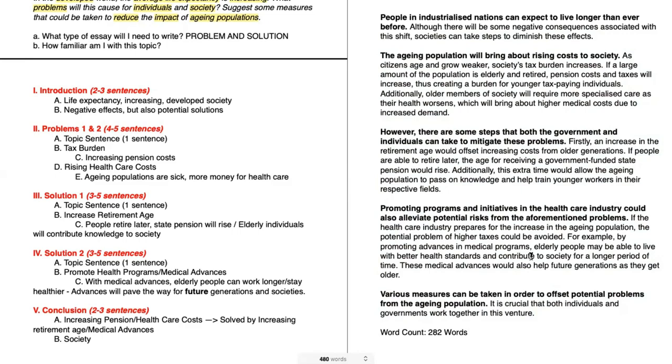In terms of the grammar, the modal was used because in problem and solution essays, you want to suggest and propose various measures, and the modals are perfect for that. So always keep that in mind. I also used various conditionals. So if you look here, we see if a large amount of the population is elderly, pension costs will increase. And the vocabulary was on point. I've got a lot of great connectives. I have nice phrasal verbs such as pass on or bring about, and really nice high-level vocabulary words, such as mitigate. So these are things you always want to keep in mind when writing your essay.